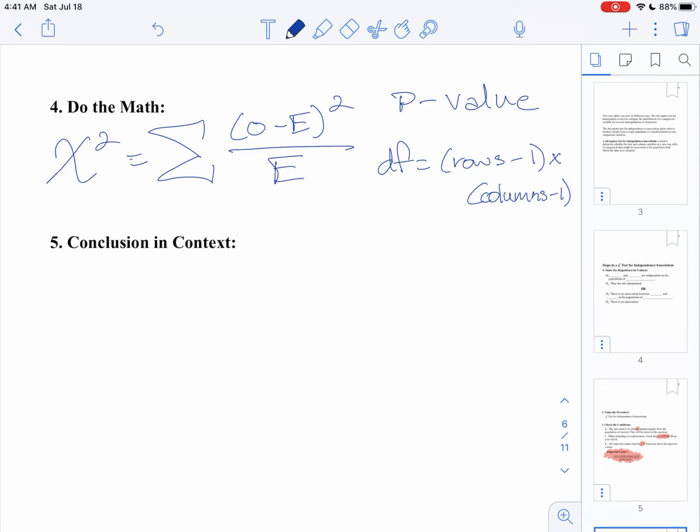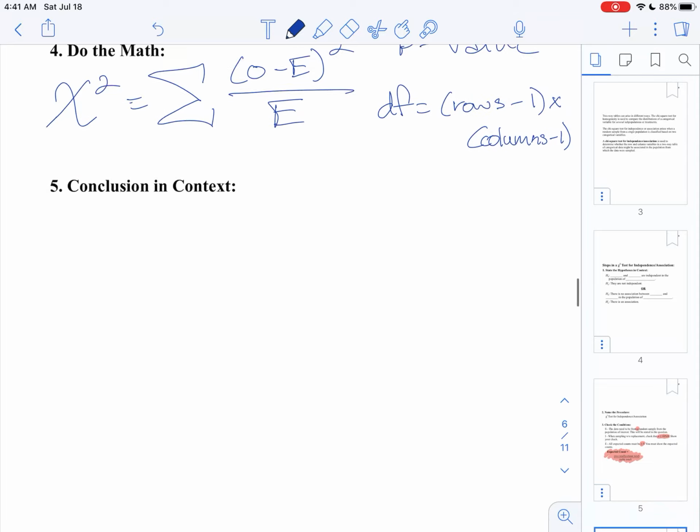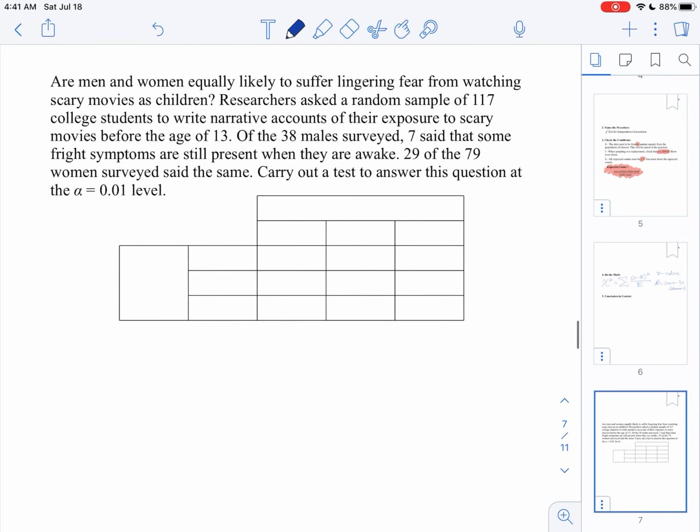All right, so let's try one. How about this? Are men and women equally likely to suffer lingering fear from watching scary movies as children?